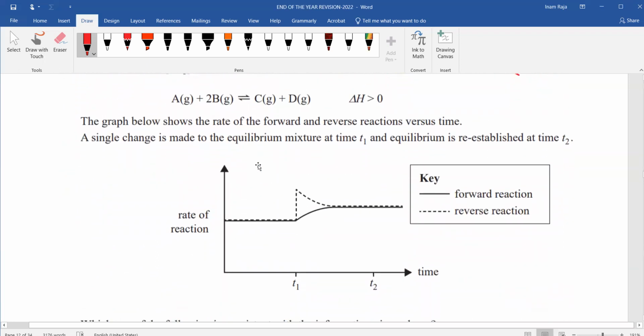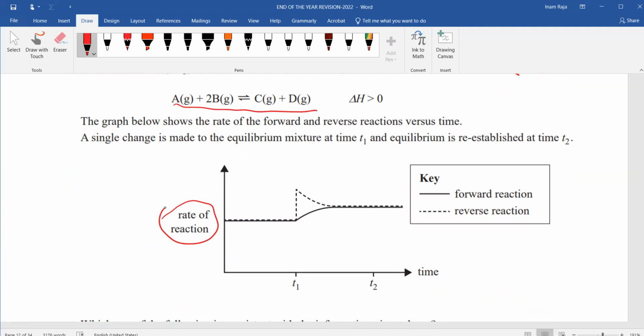The graph below shows the rate of the forward reaction and reverse reaction. Now remember that this graph is not against concentration. This is rate of reaction. So this equation gives you an endothermic reaction. Delta H is more than 0, which is positive. Endothermic reaction. The graph shows the rate of forward reaction and reverse reaction versus time. A single change is made to the equilibrium mixture at time t1 and equilibrium is re-established at time t2.